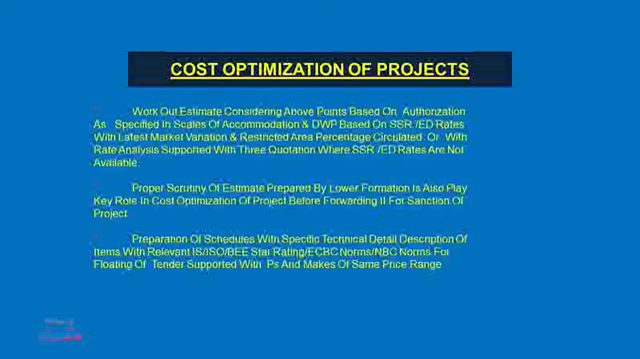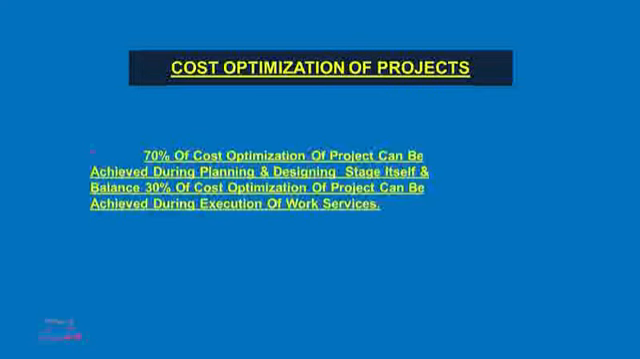Preparation of schedules with specific technical details, description of item with relevant IS, ISO, BEE star rating, ECBC norms, NBC norms for floating of tender supported with PS and make of same price range. 70% of the cost optimization of project can be achieved by points explained and balance 30% of cost optimization of project can be achieved during the execution of work services.